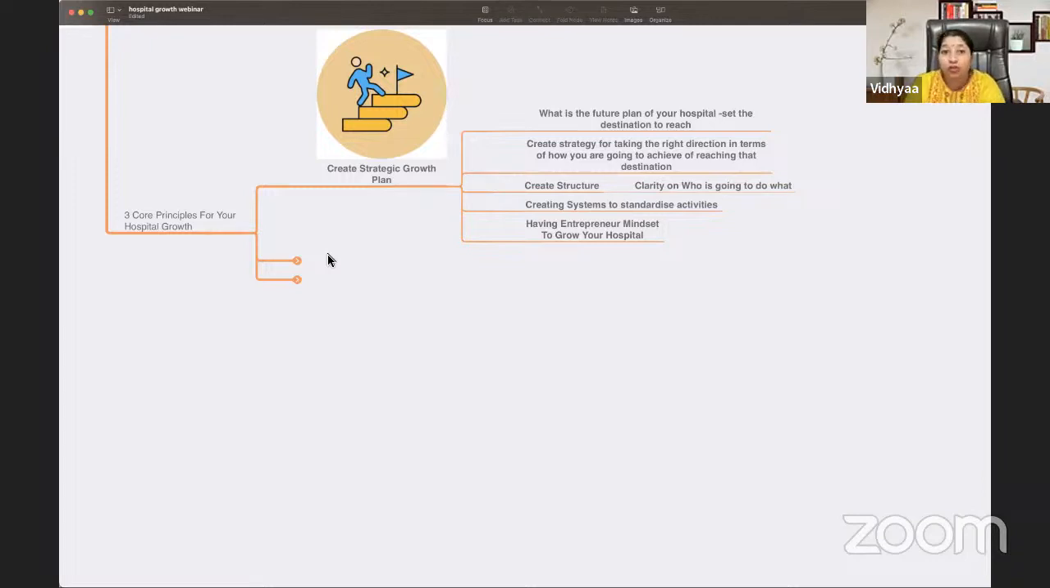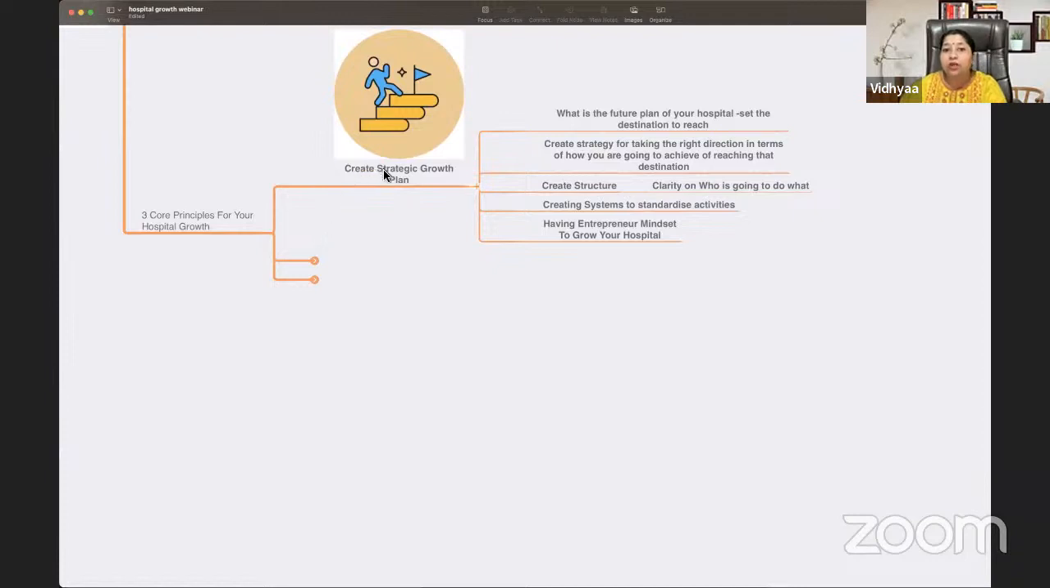You're very good as a doctor, where you're offering your services to the patient, but you should be equally efficient as an entrepreneur running the hospital. So you should wear the hat of the entrepreneur every single day, and that is how you can grow your hospital. And the growth, the clarity of what you want to do and how you want to do it, has to be given by you to your people, right? So that is the first principle, which is you should have a strategic growth plan.